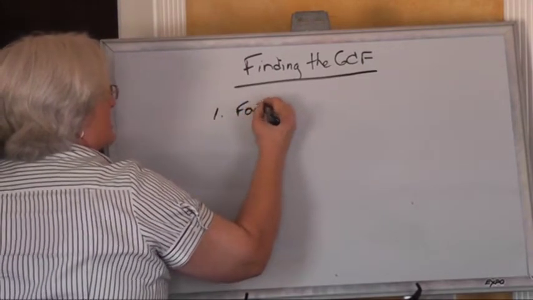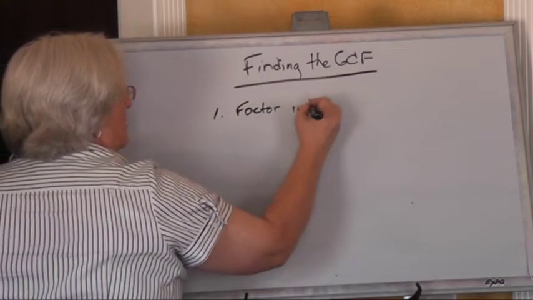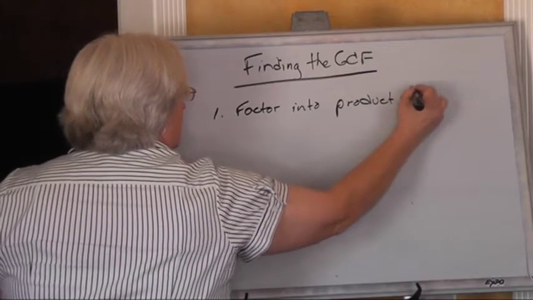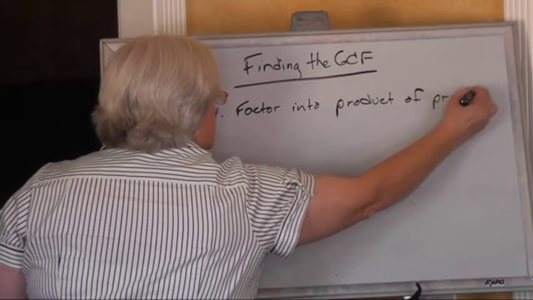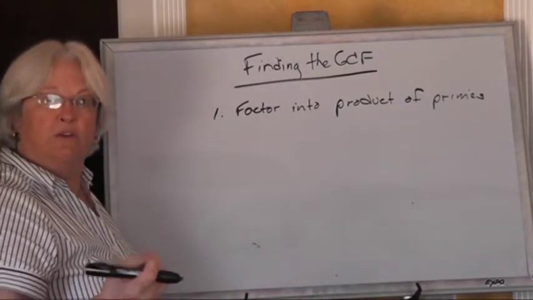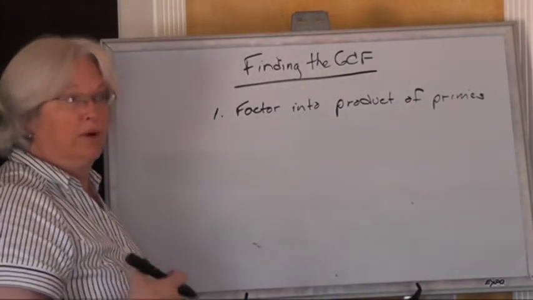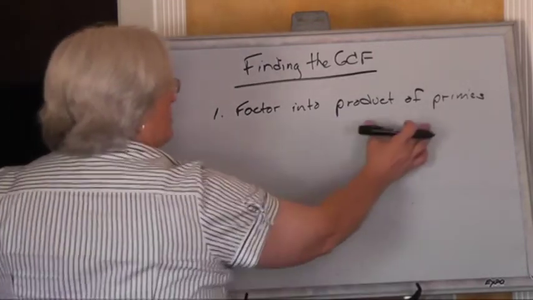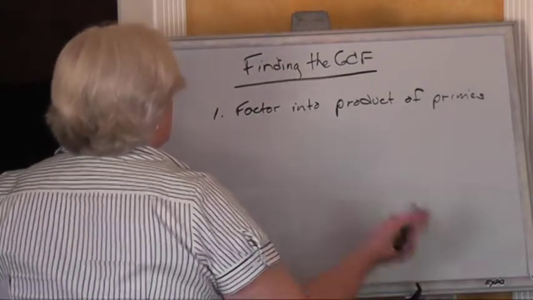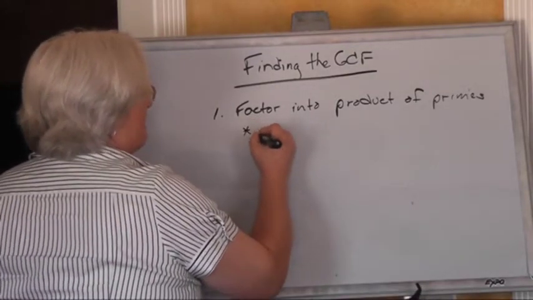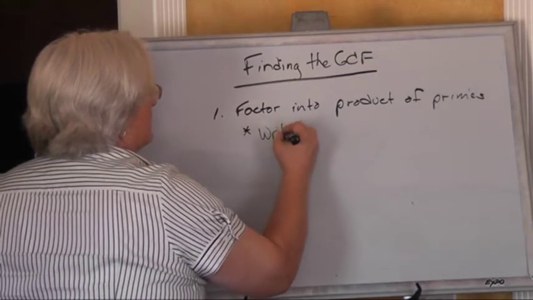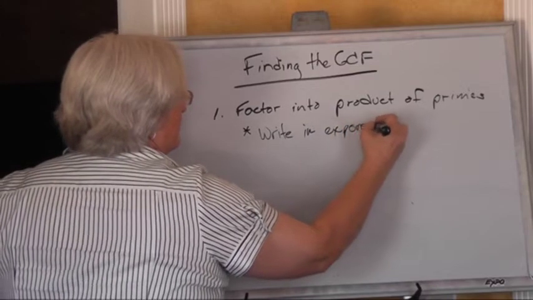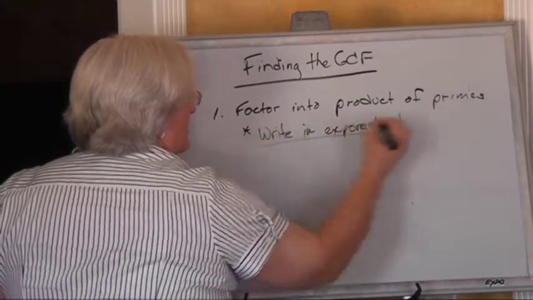First, you're going to factor each number into the product of primes only. It's essential that you factor each number so that the only factors are prime numbers. We don't want a stray 6 in there, or a 10, or a 4. We only want prime factors. And furthermore, you want to show that factorization in exponential form. So we're going to write in exponential form. That's important.